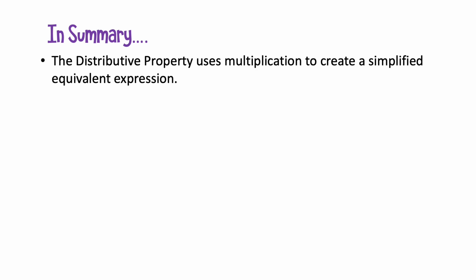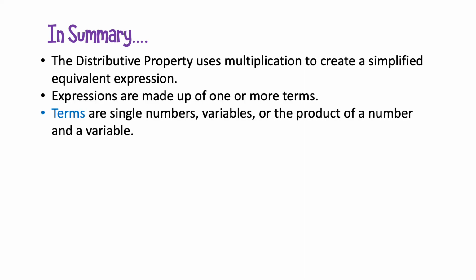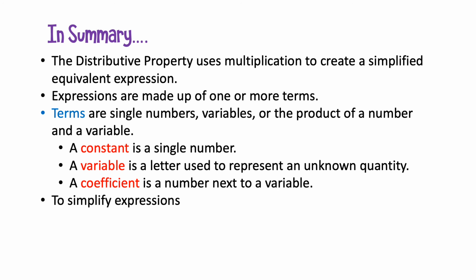In summary, the distributive property uses multiplication to create a simplified equivalent expression. Expressions are made up of one or more terms. Terms are single numbers, variables, or the product of a number and a variable. These are called constants. The constant is a single number. A variable, which is a letter used to represent an unknown quantity, or coefficients. The coefficient is the number next to the variable. It does not include the variable. It is only the number that is next to the variable.